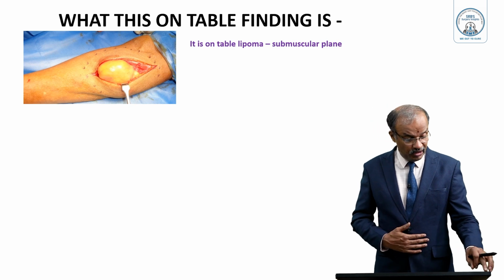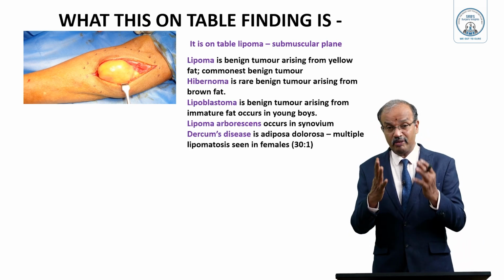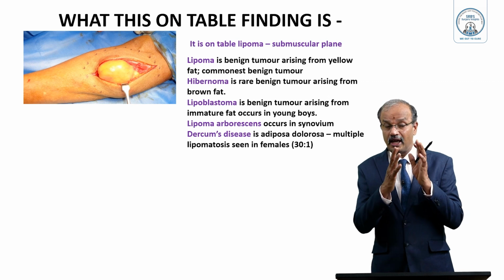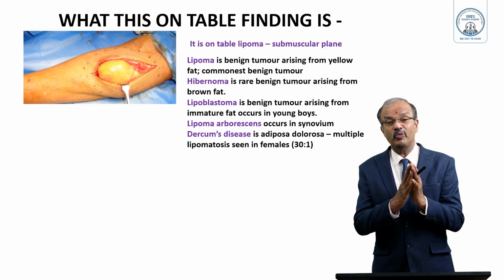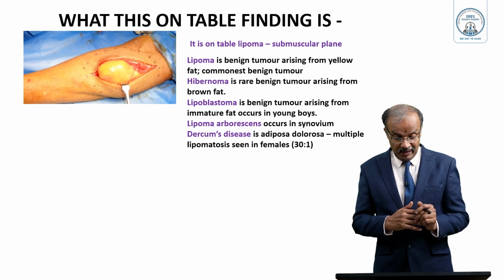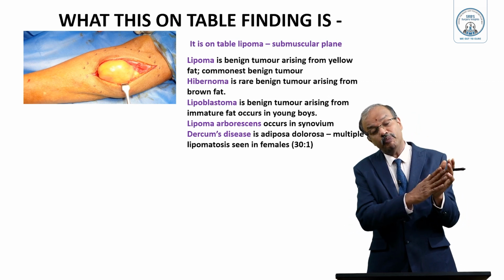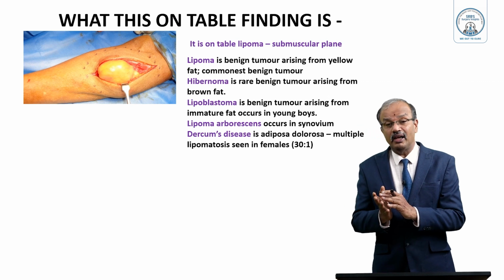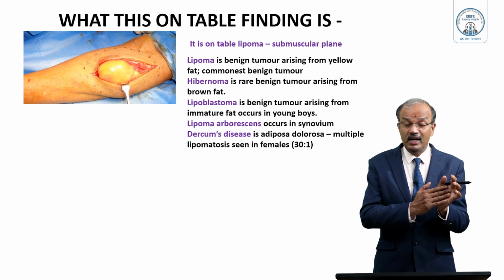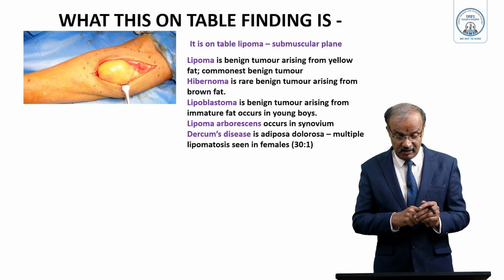And other points which you have to remember in lipoma, these are the things. What is hibernoma, remember, often may be asked, because lipoma is from the yellow fat, whereas hibernoma is arising from the brown fat. It is again benign tumor. Lipoblastoma is a benign tumor arising from the immature fat cells. Lipoma is from the mature fat cell. Lipoblastoma is from the immature fat cells. Remember, it is benign. It is not a malignant.